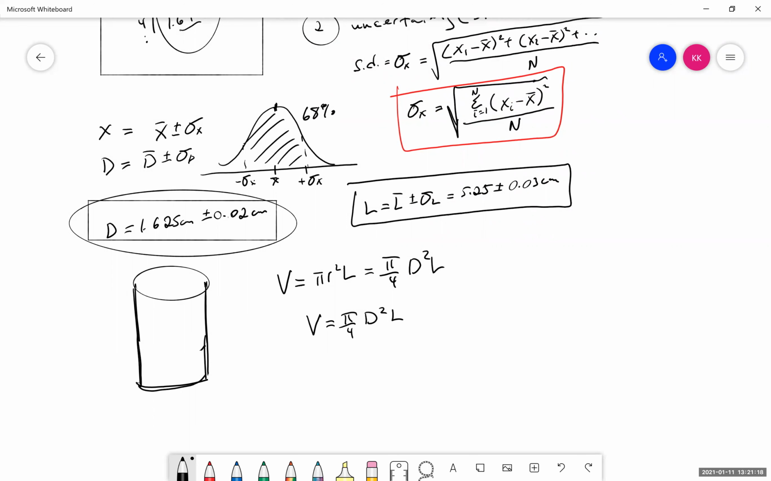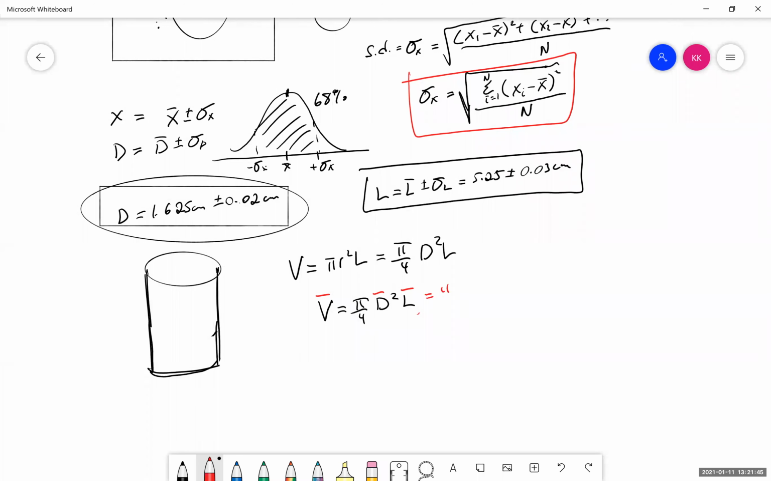Now the question is, what quantities do I use to calculate volume? Well, obviously the best possible values I can have, which are the averages. That means I will be using average diameter and average length. And when I'm calculating this, I'm also getting average volume. I can say pi over 4 times 1.625 centimeters squared, then times 5.25 centimeters. And I calculate the value for that.